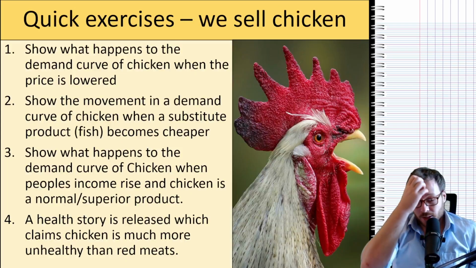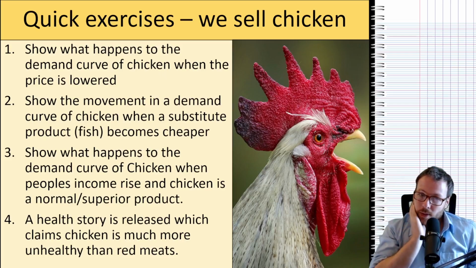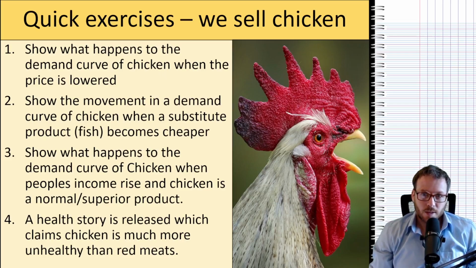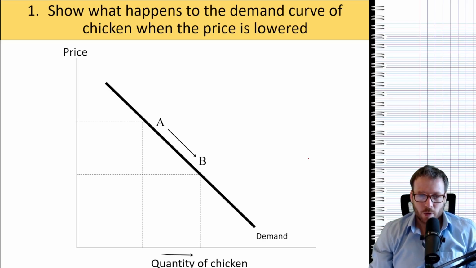Right, to finish this class today, got 4 exercises for you. So pause the video, read these exercises on chicken, and try and work out what's going on. So let's start with number 1. The price of chicken goes down. I hope you got this. We have a movement along the line. And that's it.